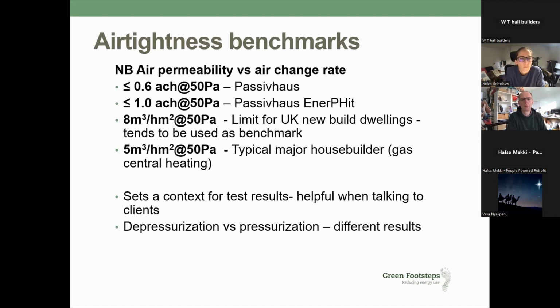Again, make sure your clients are aware of the standard we are talking about. So EnerPHit is achieving an air change rate of less than 1.